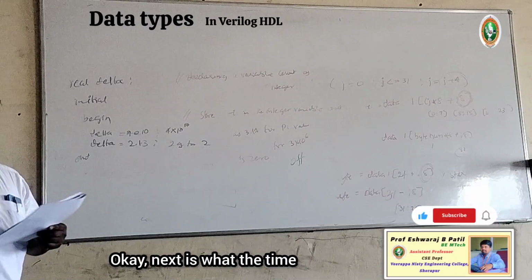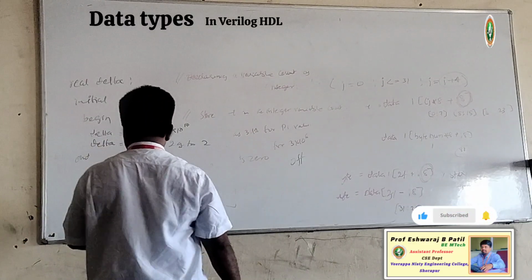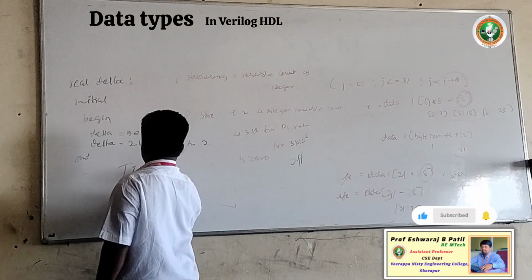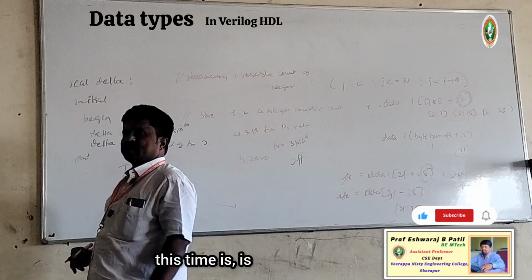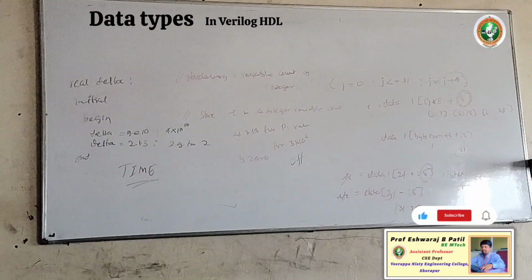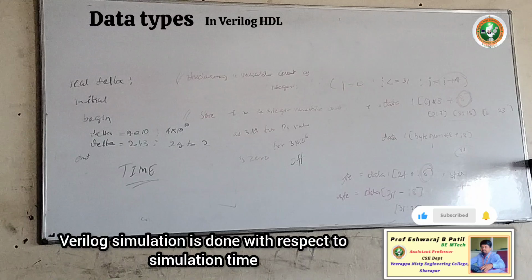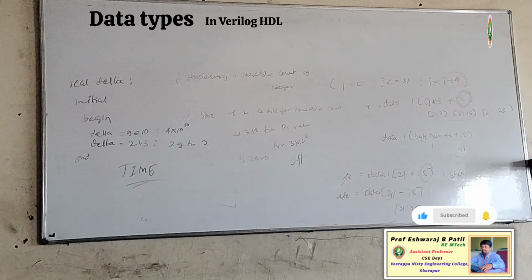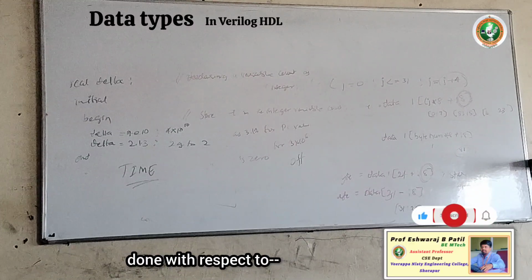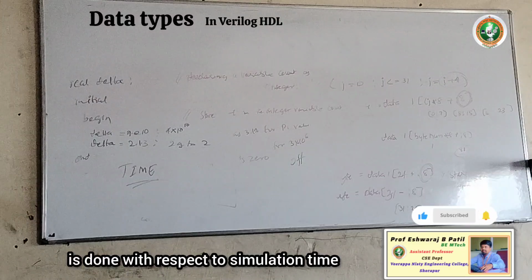Next is time. Time is a data type which is used for simulation purposes. Verilog simulation is done with respect to simulation time.